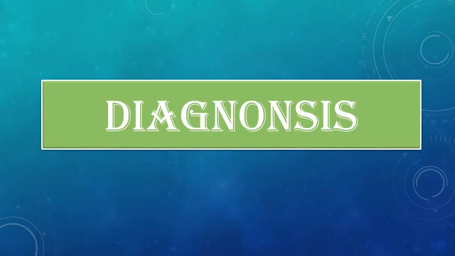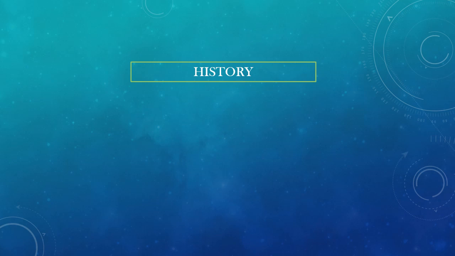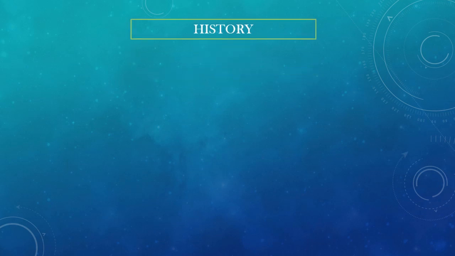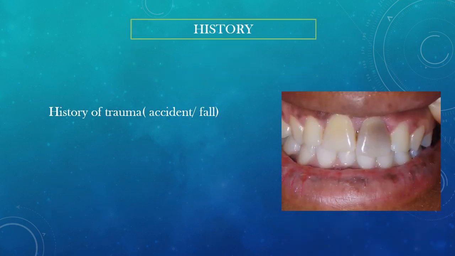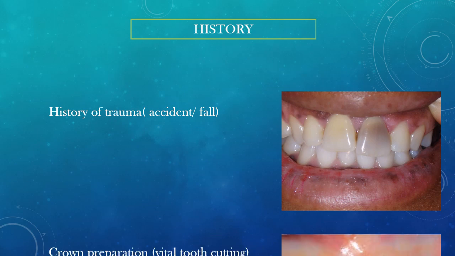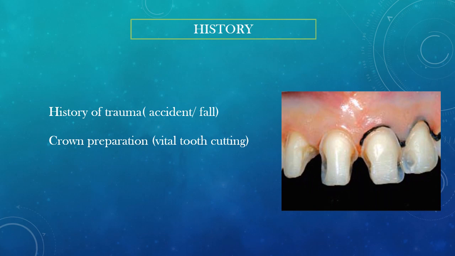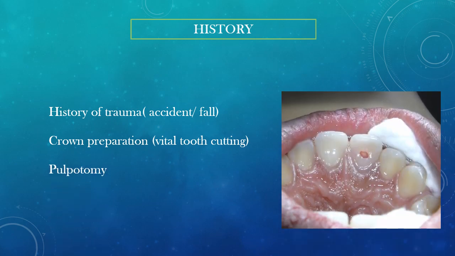Coming to the diagnosis, a proper history of the patient must be taken. For instance, a history of fall, trauma, or accident should be recorded and found out from the patient while asking when he is on the dental chair. Crown preparation or vital tooth cutting can also cause resorption. Pulpotomy is another procedure by which resorption may occur.